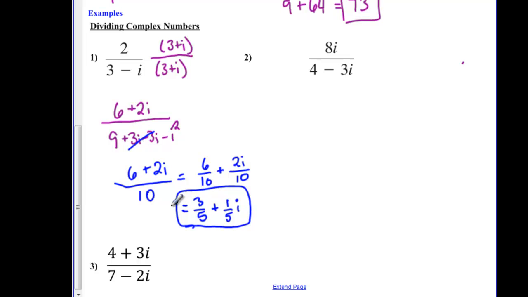Technically that's dividing complex numbers, but there's nothing that feels like division about it. So if it says divide complex numbers, what it really means is multiply top and bottom by the complex conjugate. So you guys try number 2.